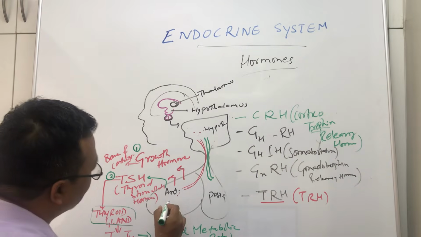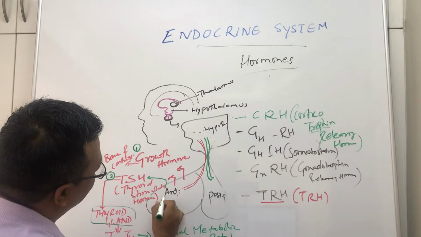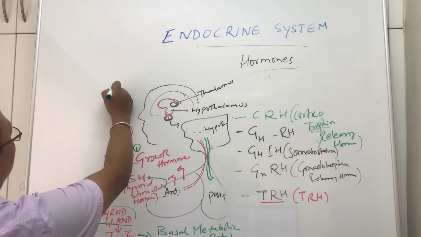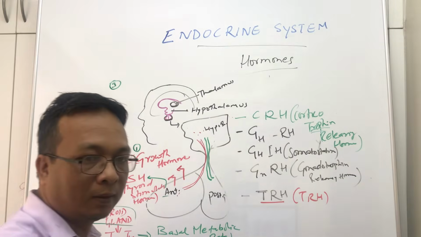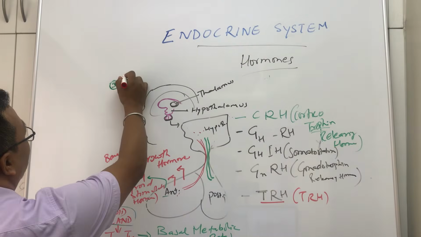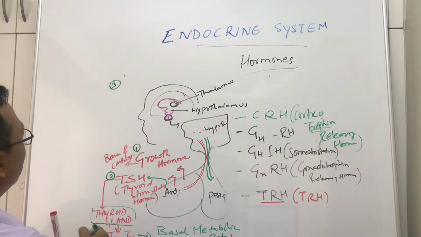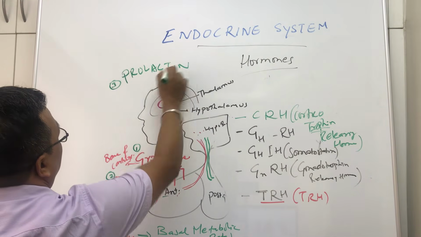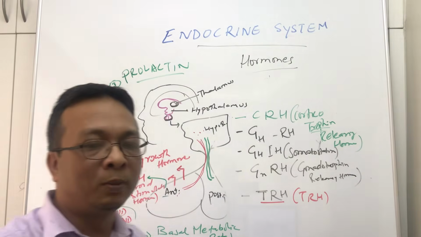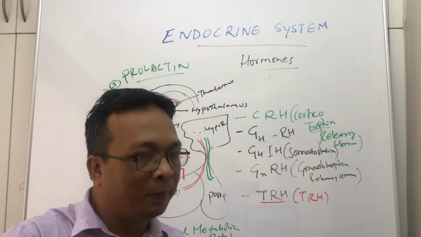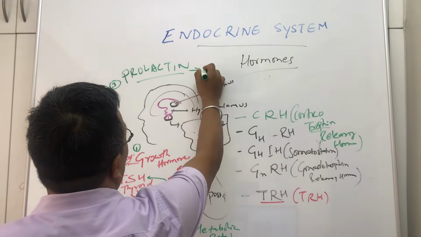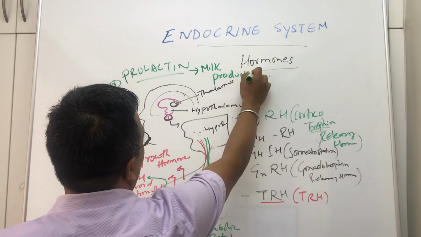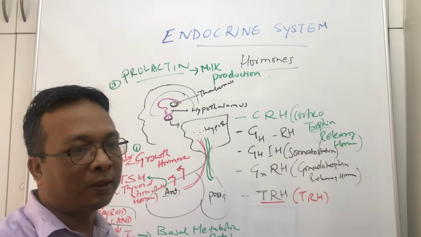Then what are the other hormones? Number 3 hormone secreted by the anterior pituitary gland. Okay, I put it here. So number 3 hormone, the anterior pituitary gland releases prolactin hormone. So this prolactin hormone typically acts on the female breast for milk production. It is responsible for milk production.